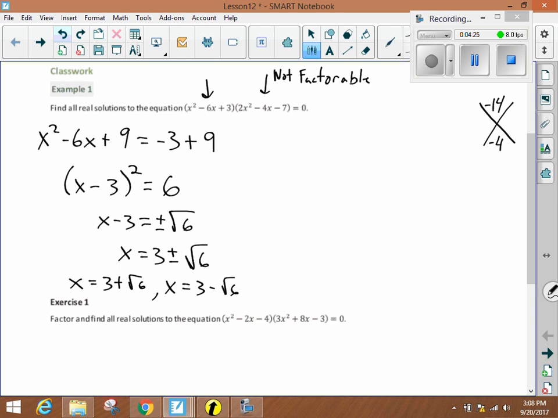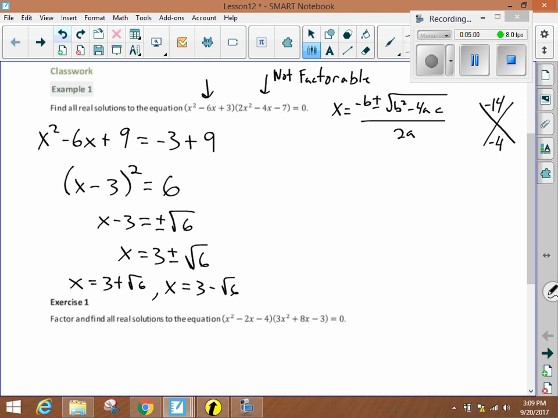Now I used completing the square with the other one because the coefficient of x squared was 1. It's not so nice to use completing the square when the coefficient of x squared is not 1. So I'm going to get out my handy-dandy quadratic formula for this one. Remember, the quadratic formula is x equals -b plus or minus the square root of b squared minus 4 times a times c, all divided by 2a.